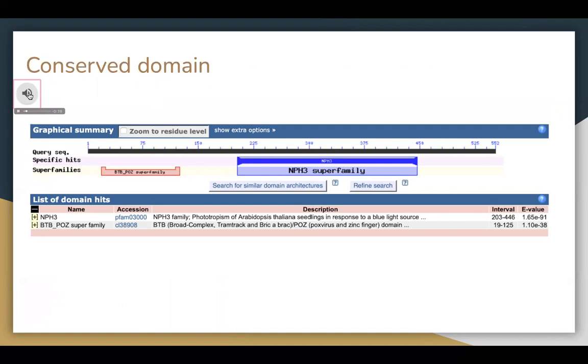MPH3 is identified as a conserved domain in IIT. MPH3 is a light response gene specific to blue light. A mutation in MPH3 will disrupt downstream MPH1 photoreceptors, which transduce the signal that responds for phototropism.